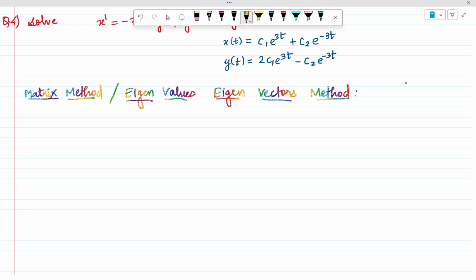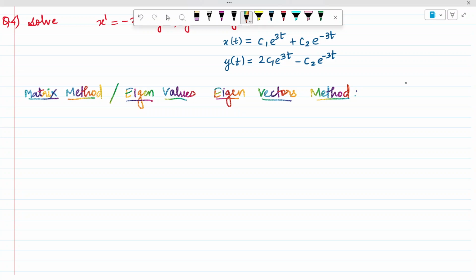Okay, so let's understand this method with the help of an example again. Before we start with the example, we need to understand that we are going to convert the given system of equations into a matrix form, and we will find the eigenvalues and eigenvectors of that matrix.